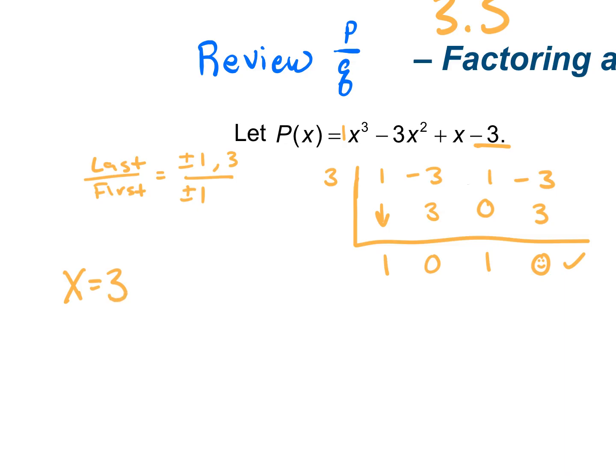Now if we start with x to the third power, what's our answer here going to start with? X squared. So it'll be x squared plus 0x plus 1. So 0x just goes away. So it's just x squared plus 1.